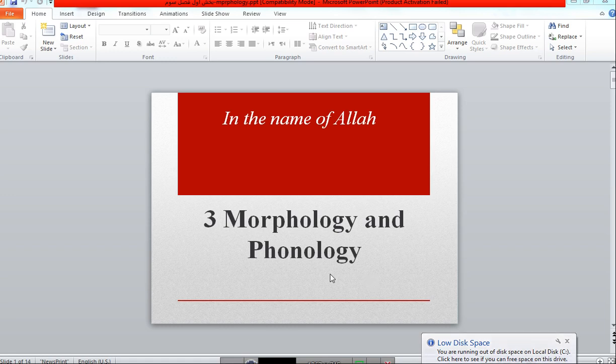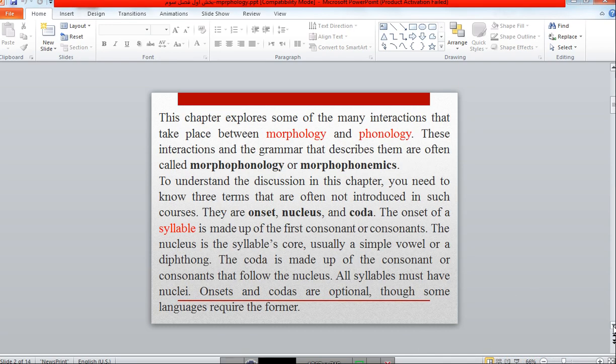As you see here, Morphology and Phonology is the title of chapter 3. This chapter explores some of the many interactions that take place between morphology and phonology. These interactions and the grammar that describes them are often called morphophonology. So this relationship between phonology and morphology, we call it morphophonology or morphophonemics.